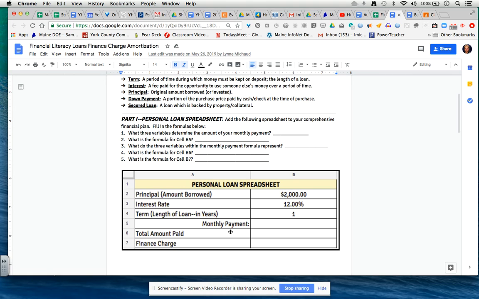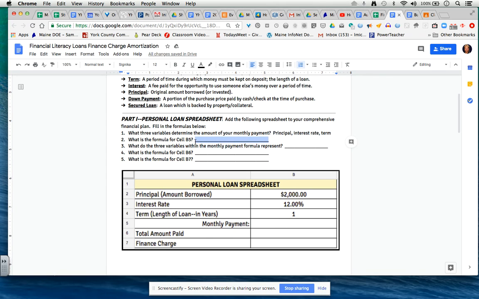And think, when you borrow money, what are the three variables that determine what your monthly payment is? So this is question one. So it's going to be the principal, which is the amount of money that you borrow, the interest rate, and then the term, how long the loan will be. So now what we need to do is determine what the formula will be for the monthly payment.